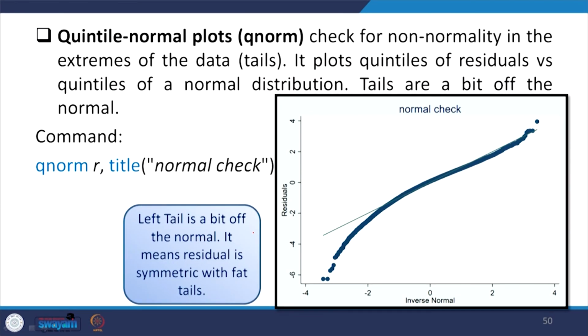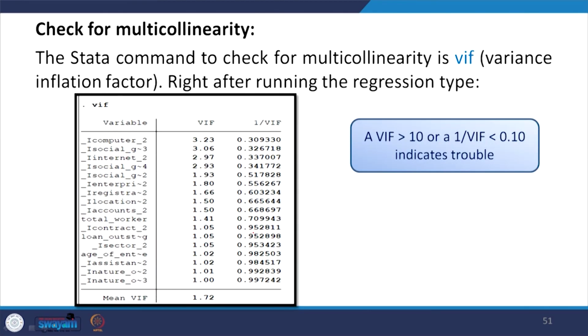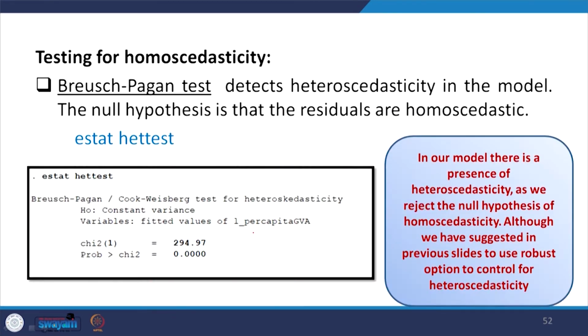Now, similarly quantile normal plots can also be derived with Q norm R, then if you add a title and check on your own, you will certainly find out. It plots the quantiles of residuals versus quantiles of a normal distribution. Tails are a bit off the normal, but still it is largely overlapping. So, the distribution looks better. Now, another couple of things are there to find out.